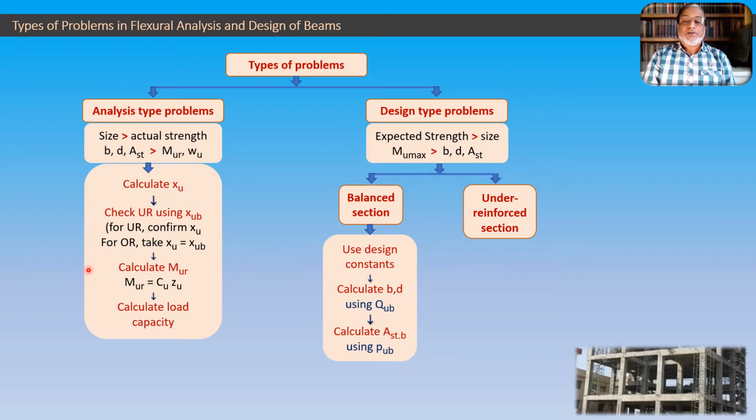Now, if the design is an under reinforced design, in that case, we have to assume some values of B and D, breadth and effective depth of the section. Then accordingly, we have to use a separate formula for AST, and we have to calculate AST under reinforced. So, this was a brief revision of the various types of problems, the two types of problems that we get in the flexural study of rectangular beams.